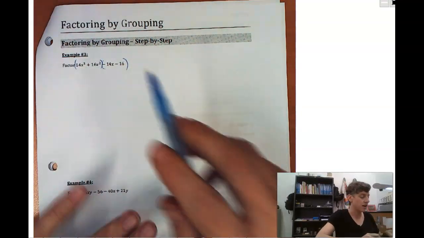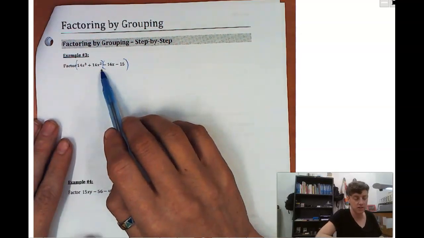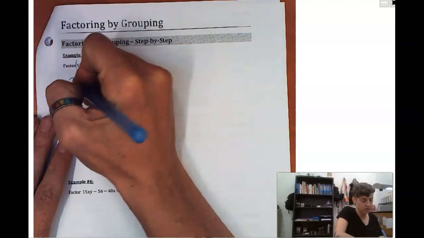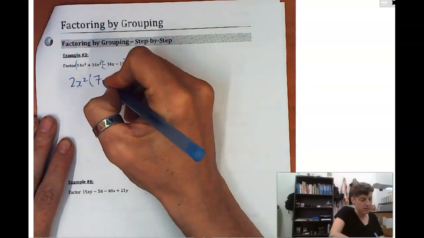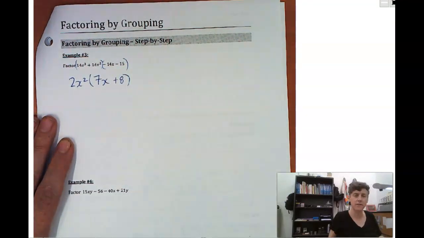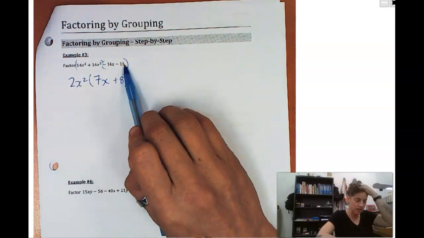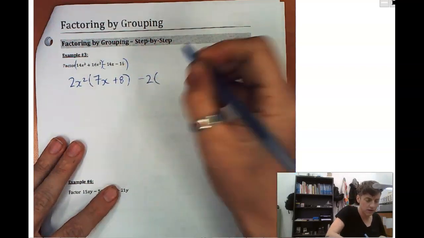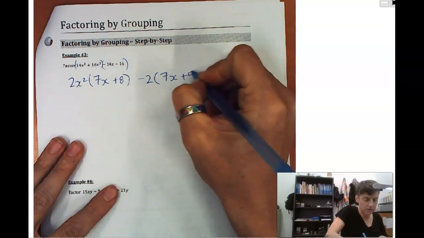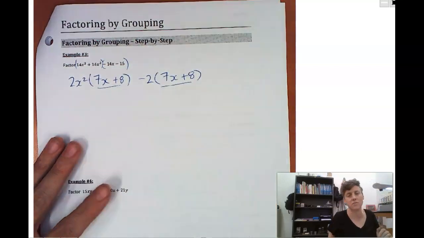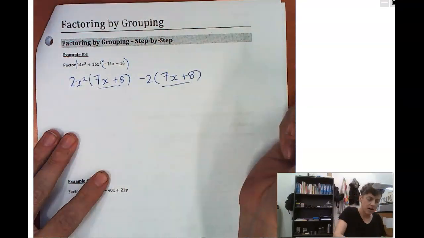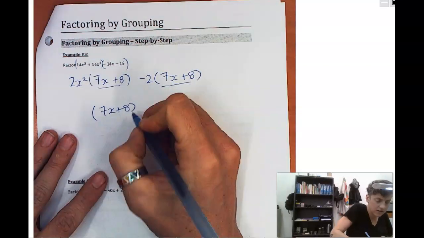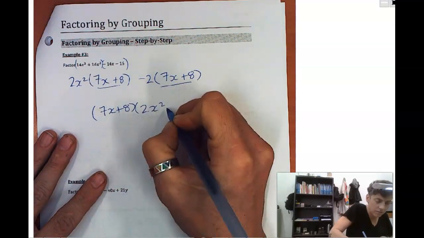Okay. All right, if we look at the first group, what's our greatest common factor? We could take out a 2 and an x squared. So let's take out 2x squared. We'll be left with 7x plus 8. What's our greatest common factor here? Let's take out a negative 2. So we could get 7x plus 8, because remember we want the part in parentheses to be exactly the same. So now we've got 7x plus 8 times 2x squared minus 2.